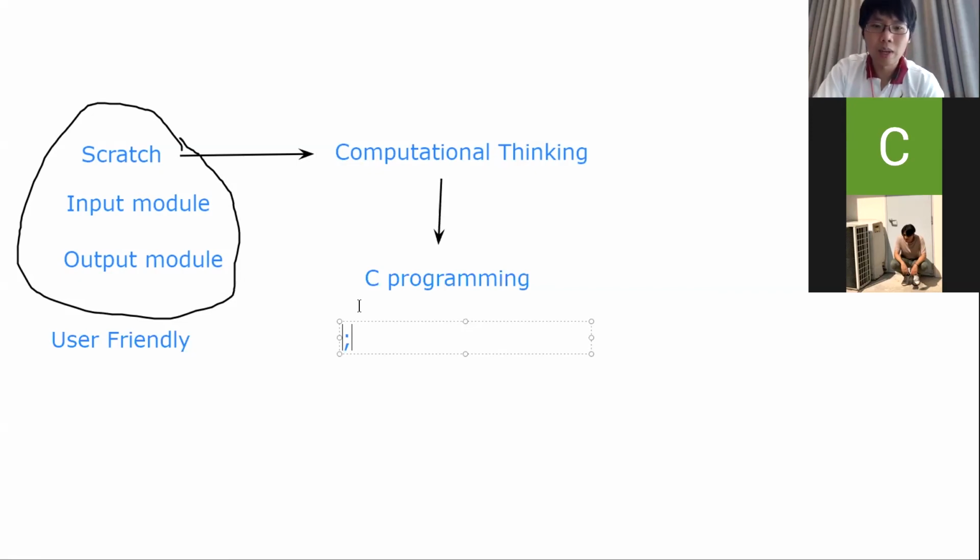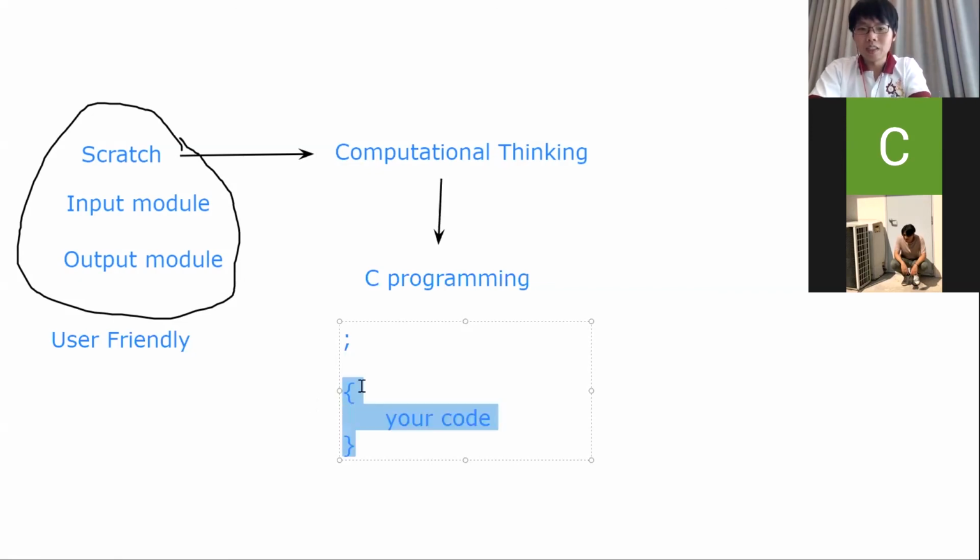Another thing that we have in C programming is the bracket. It's going to look like this, and here is going to be your code inside the bracket. The bracket itself creates the scope of the code. The bracket works like what you have in Scratch.